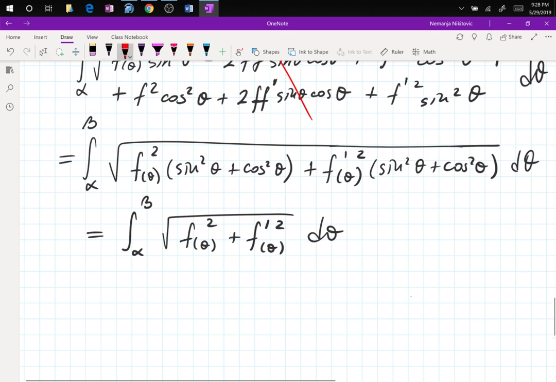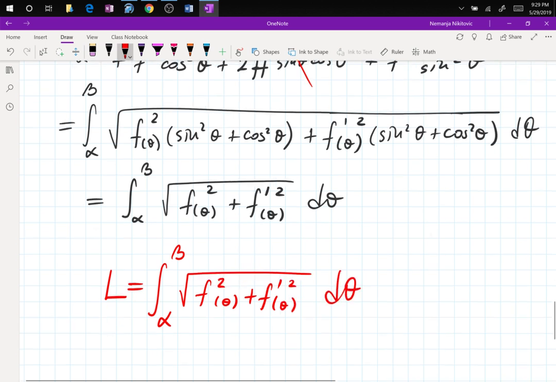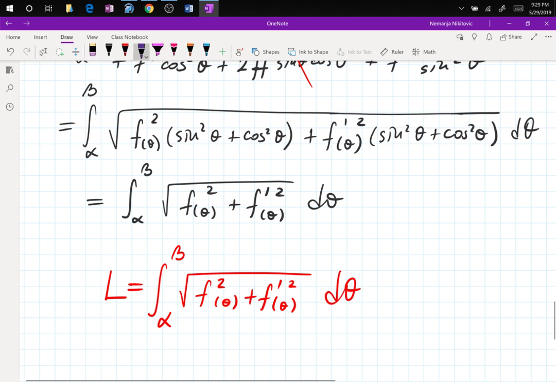So the formula we're after for polar form is L equals the integral from alpha to beta of square root of f squared theta plus f prime squared theta d theta. And that's the polar form.